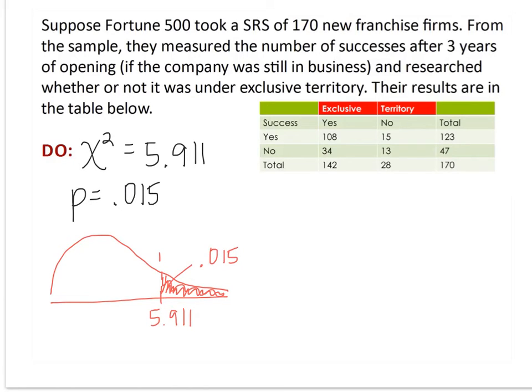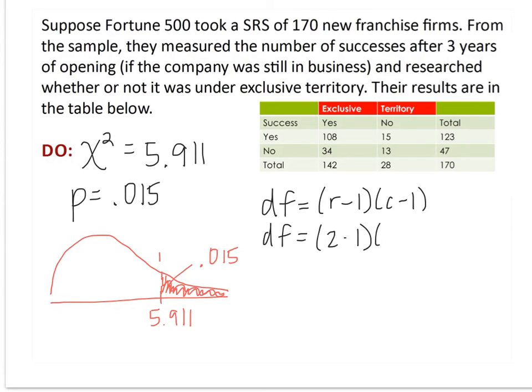My degrees of freedom is the number of rows minus 1 times the number of columns minus 1. So degrees of freedom would be 2 minus 1 times 2 minus 1, and that's going to give me 1. So I have 1 degree of freedom, and I know my chi-squared is 5.911.